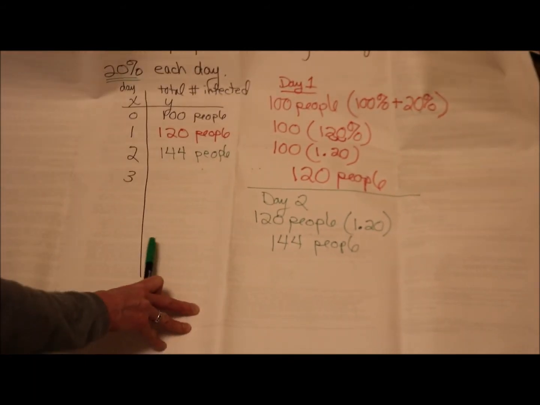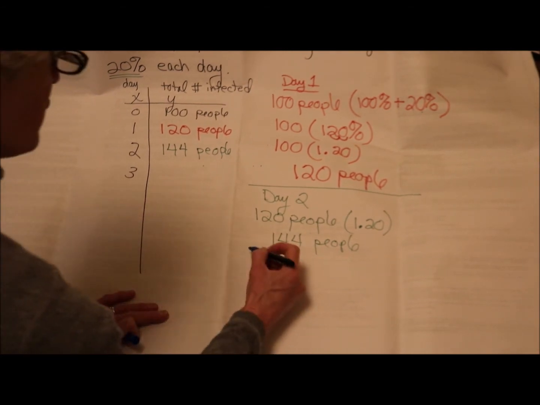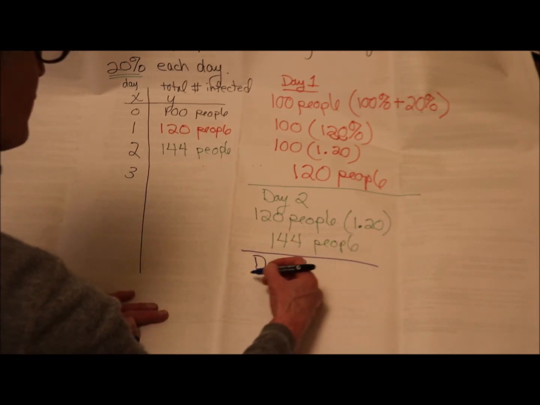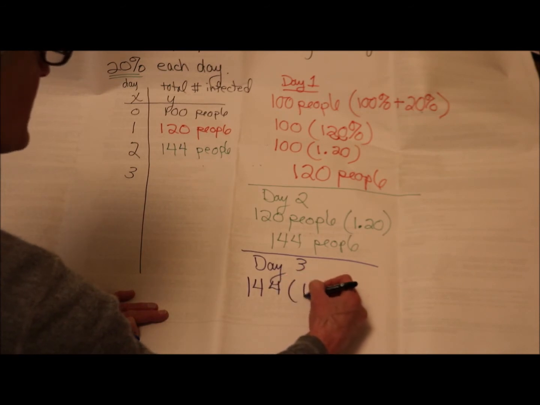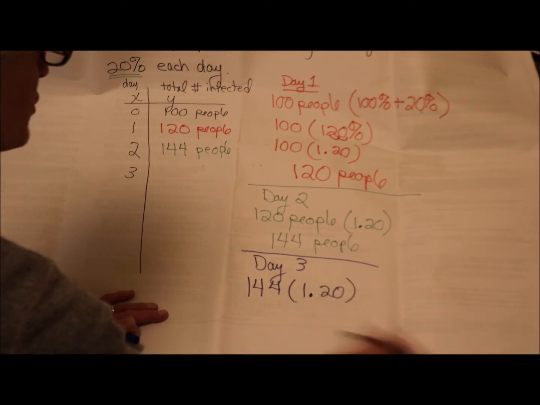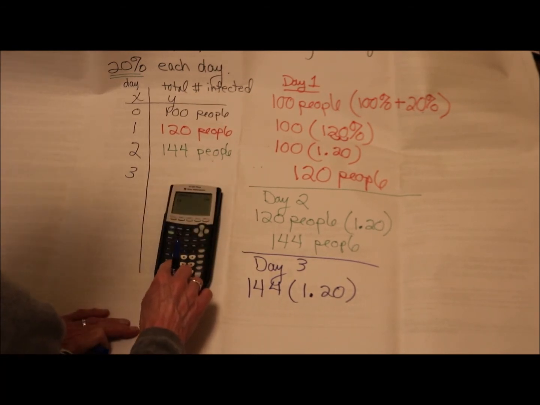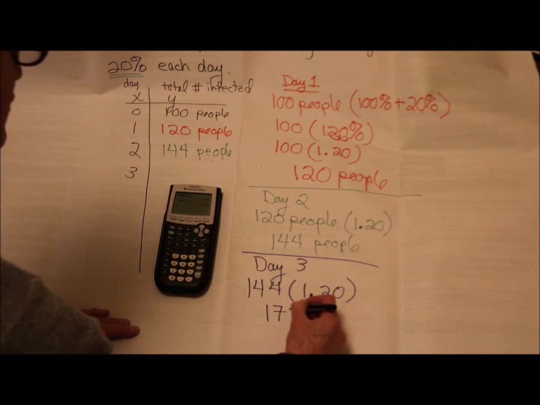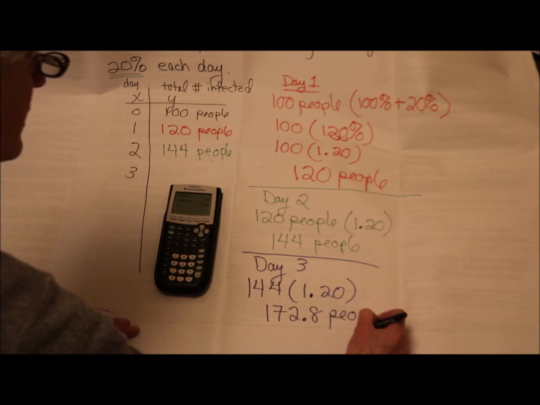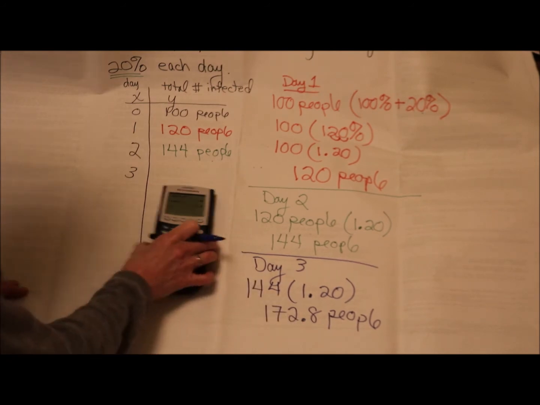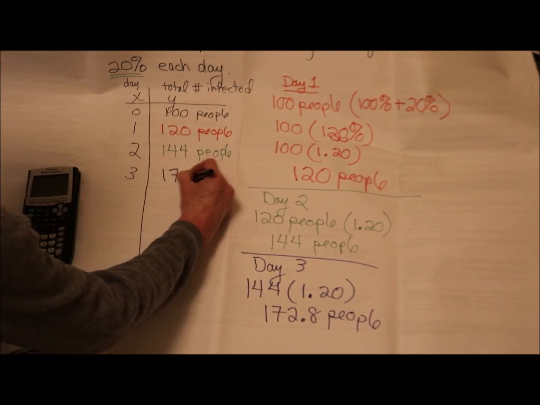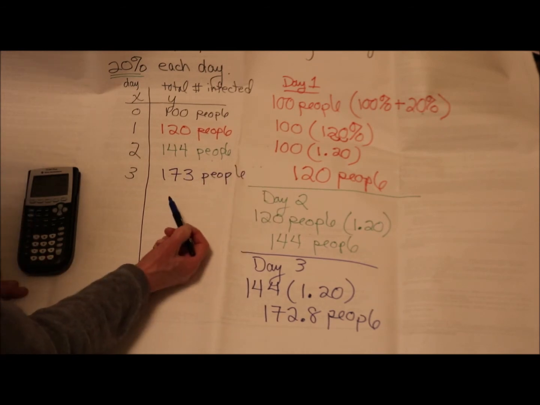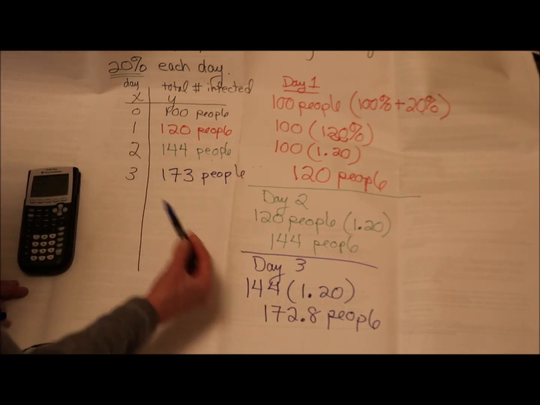Hey, let's try day 3. All right, I had 144 people the previous day. I'm multiplying that by 1.2 or 1.20. So 144 times 1.2 is going to give me about 172.8 people. We're getting into decimals, which of course is weird when we're talking about people. So we'll say about 173 people. So you see, I'm adding more and more and more people.